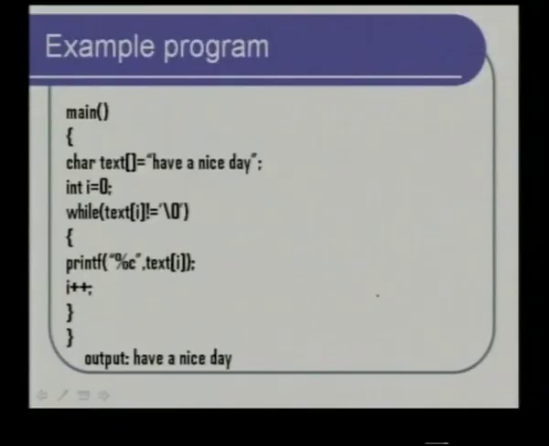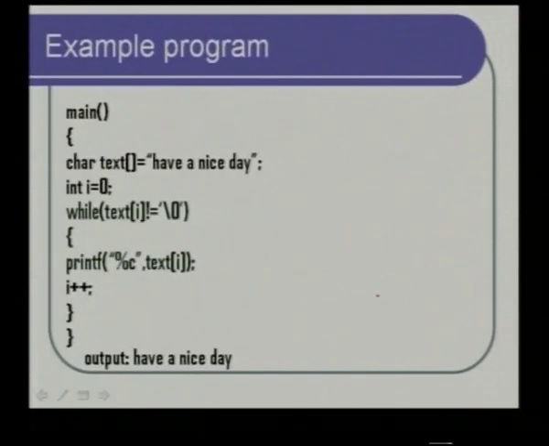So, this is an example program using strings. I have the main function, character text. This is the way to declare an array and I am initializing the value. The value of this array is "have a nice day" and I am having an integer variable i. The purpose of this program is to display this character array. So, how am I going to display it?